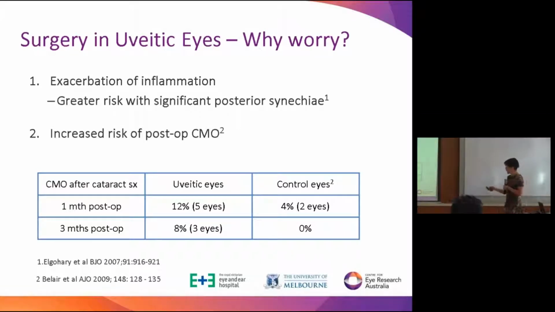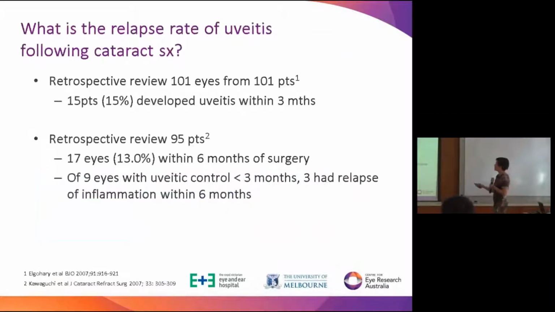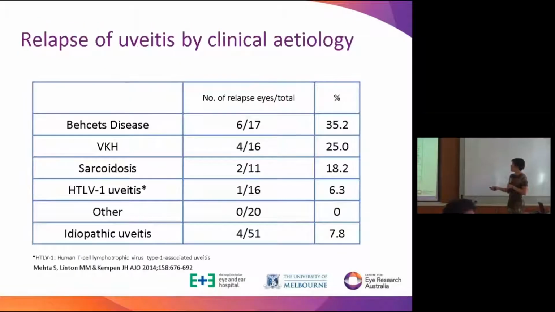Now, a lot of this data is old because there's not a lot of studies out there. They're all retrospective, but this is the risk. What is the relapse rate? At least 15%. I would say it's higher. It's particularly within 6 months of surgery, and there are certain diseases where you have to look out, and the big one is Behçet's disease.